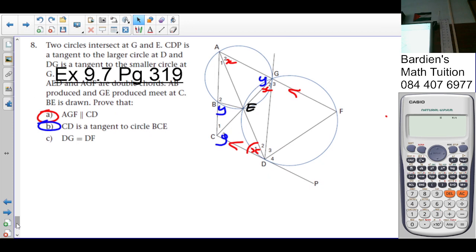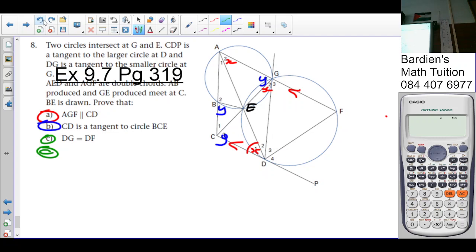And the last one, C. C says, must prove that DG is equal to DF. If these lines are equal, then what do we know? We know that G3 is equal to F. So if we can prove that G3 is F, we've done the job. But what is G3 also equal to? D4. Right? And D4 is also equal to F.